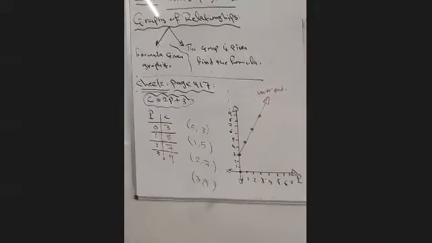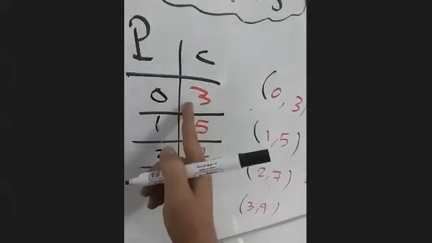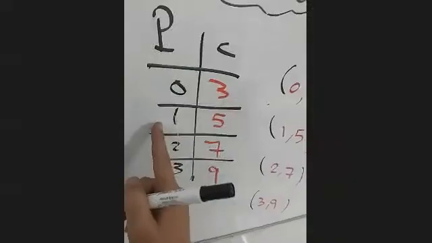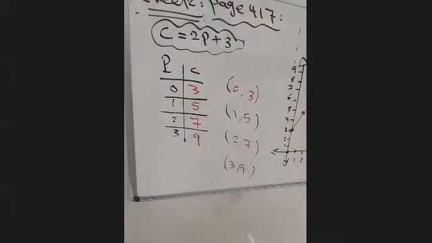Yanal, you understand it, Yanal? Yes, Mr. But I have a question. How do you get the 0 to 3 and 1 to 5 and 2 to 7 and 3 to 9? 0 and 3. 0 is connected with what? 3. We put them together. 1 connected with 5. We put them together, right? How do we know if they are connected?